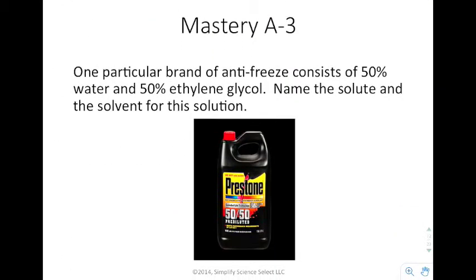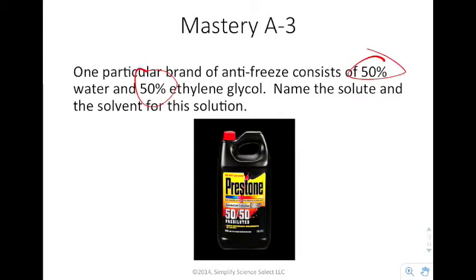Next, it says one particular brand of antifreeze consists of 50% water and 50% ethylene glycol. Name the solute and the solvent for this particular solution. So this is a tricky one because there really is no great answer. Generally, the solvent is the one that there's more of. But in this case, you don't know which one there's more of because it's a 50-50 mix.